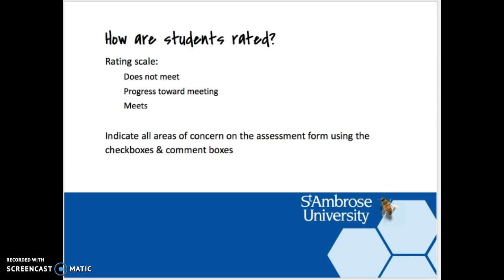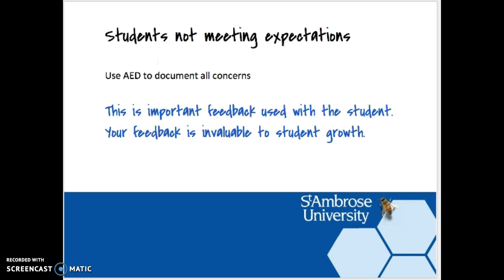How are students rated? The assessment of educator dispositions uses a 3-point rating scale. You will be asked to rate students in each of the named areas using the following: does not meet, progress towards meeting, or meets. Anytime you have a concern, it's important that you use the check boxes, which list behaviors, and the comment boxes to detail those concerns for us so we can better help our students.